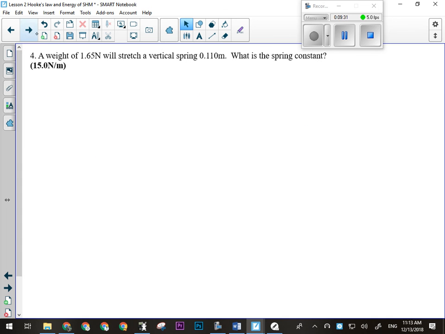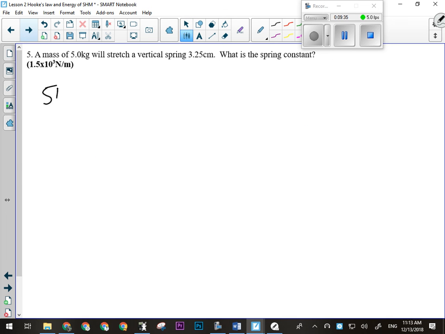Number 5, yep. So we have a 5 kilogram mass, and it'll stretch a vertical spring 3.25 centimeters. If it's a vertical spring, what's pulling against it? Gravity. So we've got negative kx equals m times g, and that's the trick to this one. The other trick is they gave me the x in centimeters, and I need the x in meters.